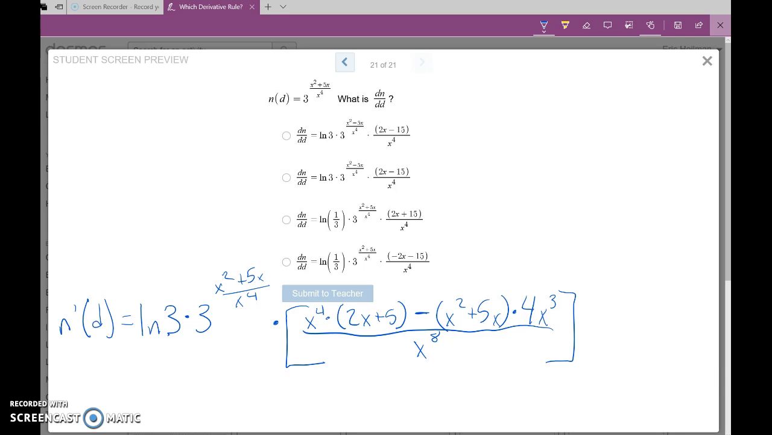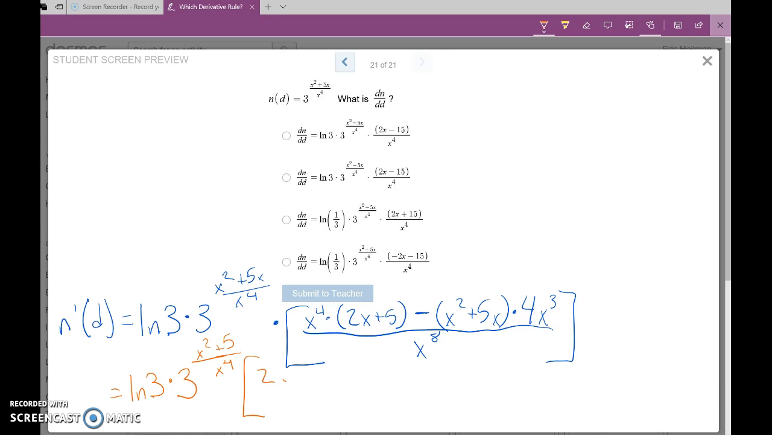Because, I don't know, I guess maybe we did bad things in a previous lifetime, this beautiful derivative is not any of the answer choices, so we need to do some simplifying. All right, so let's see what we can do with this thing. All right, nothing I can do with natural log of 3. I have 3 to the x squared plus 5x over x to the 4th. Not much I can do with that right now. But there's a lot I can do inside these brackets.